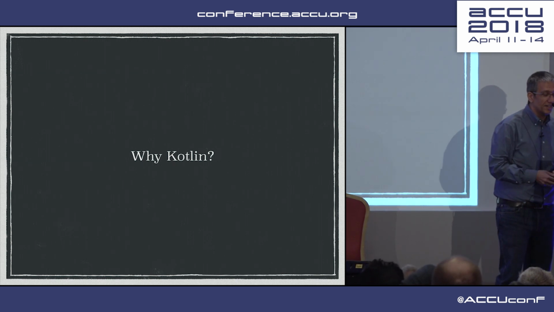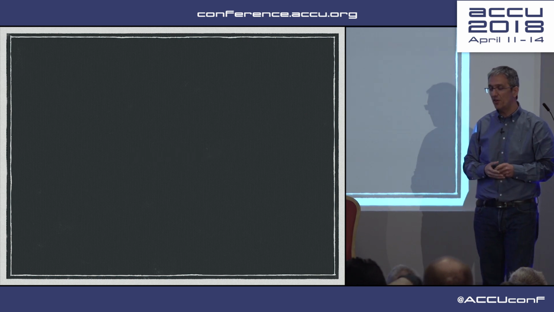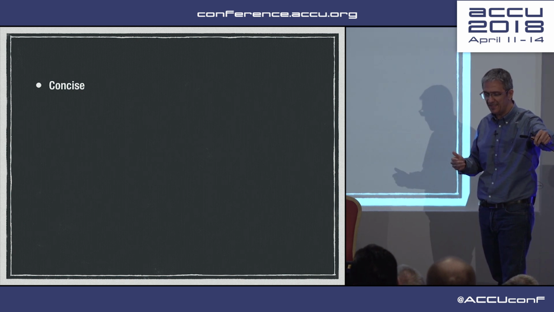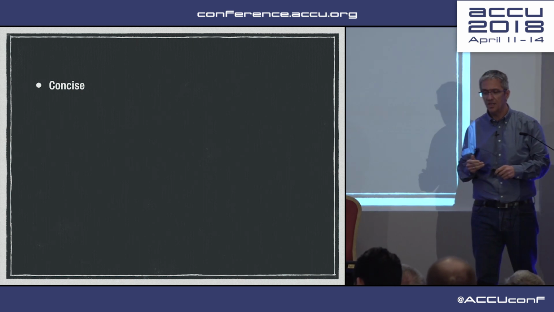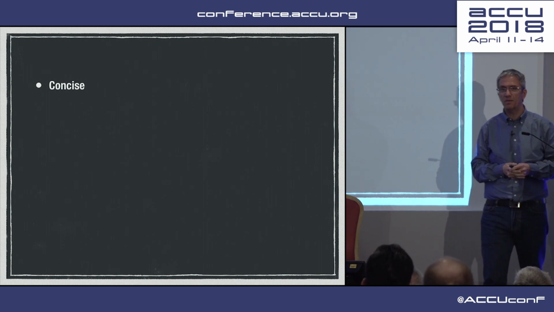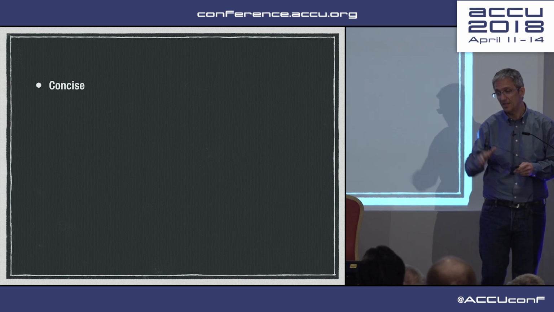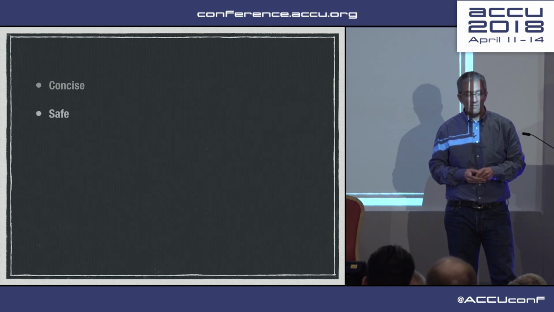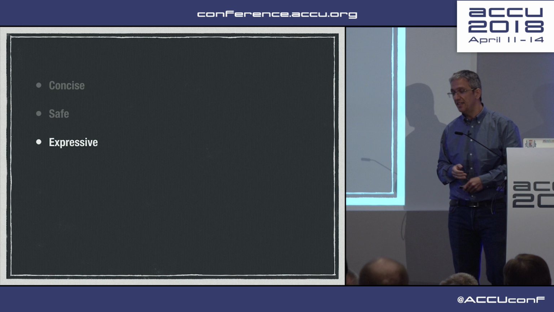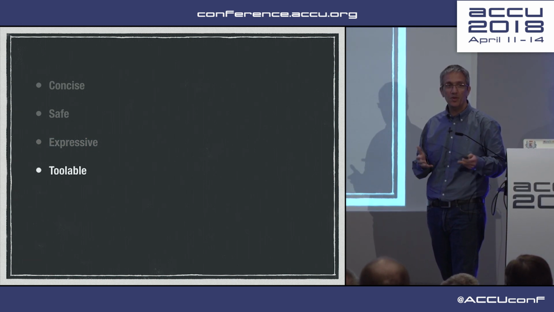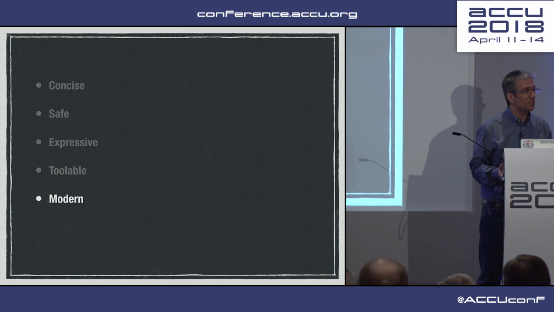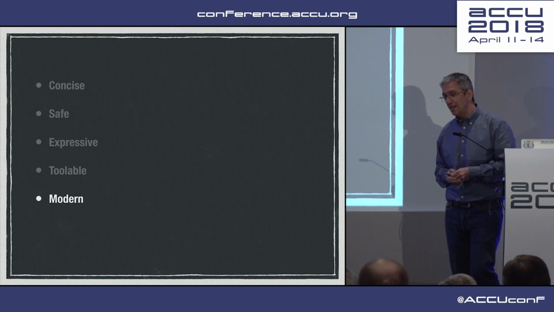Anyway, why Kotlin? Why did we do Kotlin? At JetBrains, we make developer tools, and most of the developer tools that we make are based on the JVM, so they're using Java. So we were looking for a language that was a little bit more concise than Java, which isn't a high bar to set. We were looking for a language that was safe, expressive, toolable, because that's what we do, we make tools, and modern. Now, I don't exactly know what a modern language is, but we threw modern in there anyway.